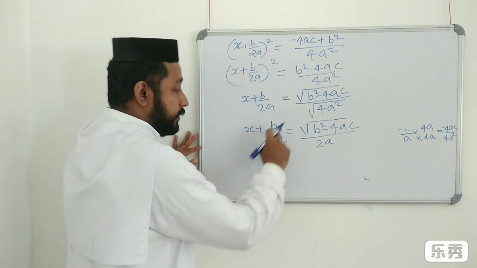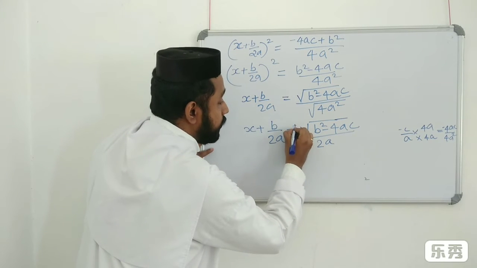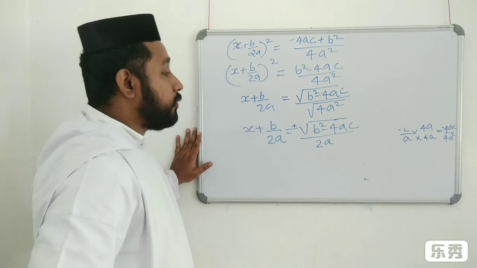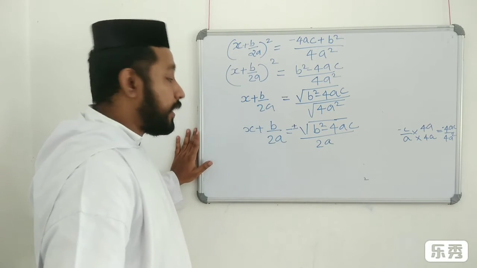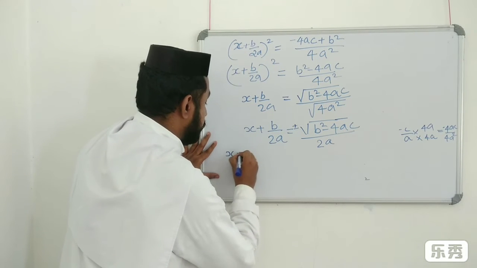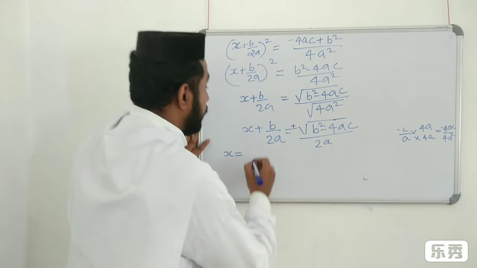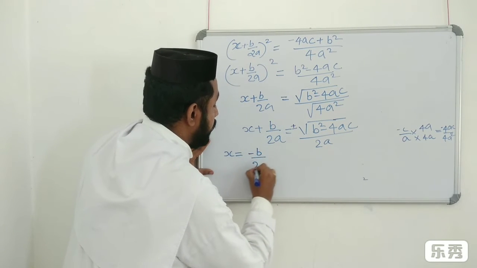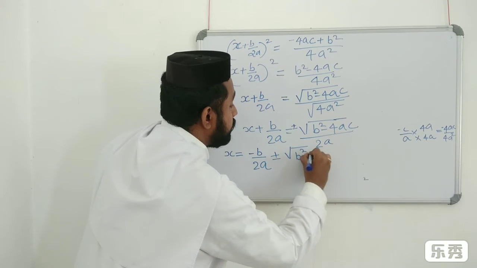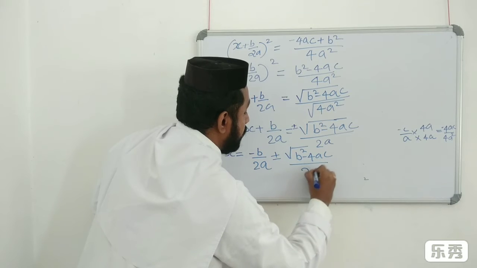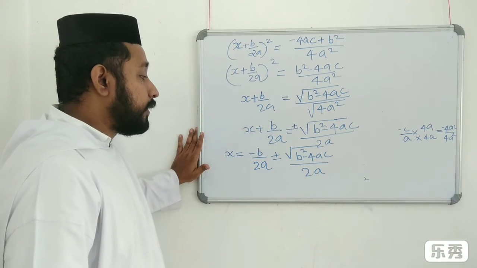Sorry, there is a plus or minus there: plus or minus root of b square minus 4ac by 2a. Now we have to move this b by 2a to the right side, which means x is equal to, when this b by 2a goes to the right side, we will get minus b by 2a plus or minus root of b square minus 4ac by 2a.